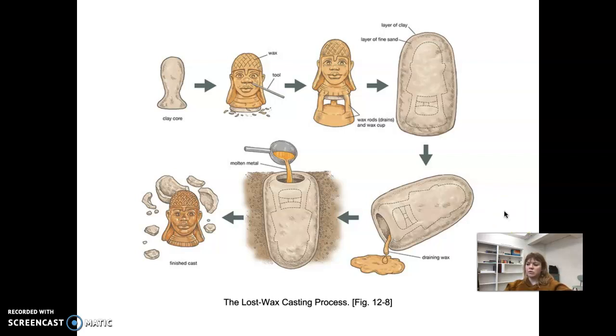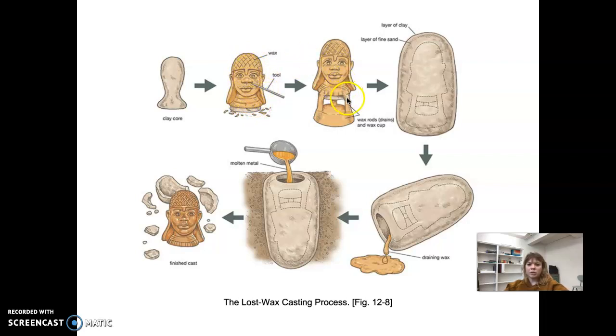Automobile engine parts, dishes, and children's toys are among the many things manufactured that use the casting process. So let's take a look at the lost wax casting process. So here's a clay core. They use wax over the top of that. So this would be the armature, basically. They are using tools to create their sculpture made from wax.